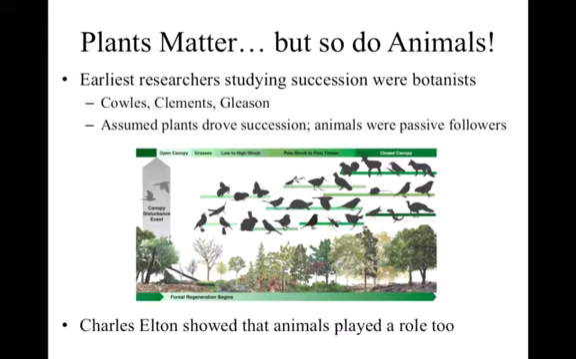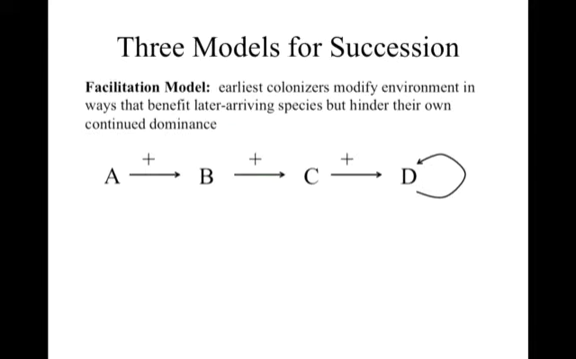Charles Elton, though, actually showed that the animals play a role too. They actually come in and change the environment in ways that determine how that environment's going to progress, how that trajectory from primary succession through secondary succession to the end state, how that happens and where the community ends up. They matter. So that brings us to thinking about how does succession happen, right?